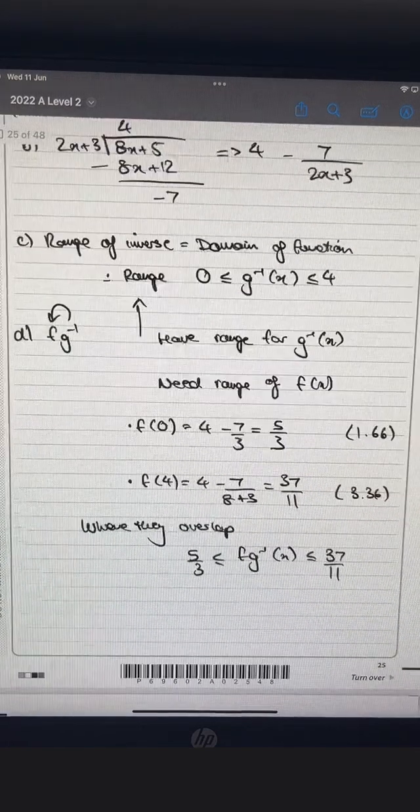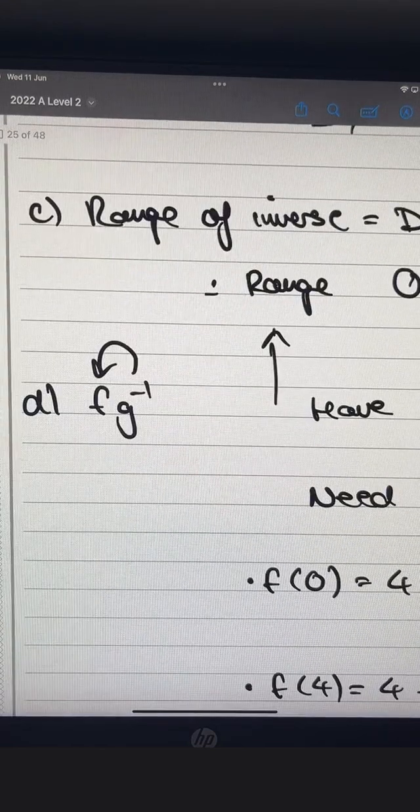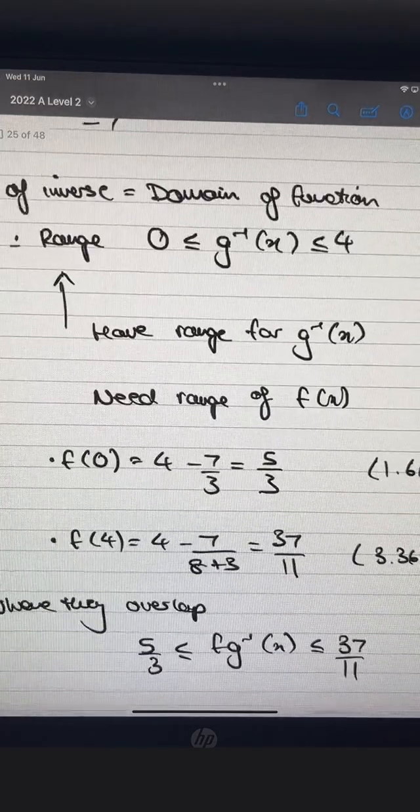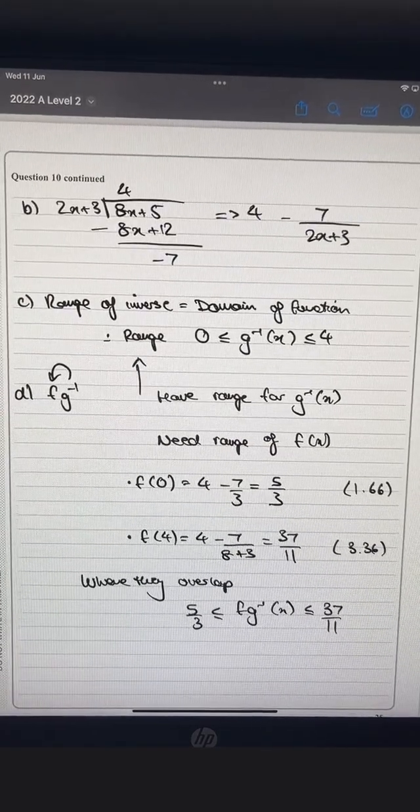I hope that explanation clears things up again. Remember, this is just a composite function, right? We're just putting one function into another, which is why I've subbed in the upper and lower of g into f. All right, checking. Awesome.